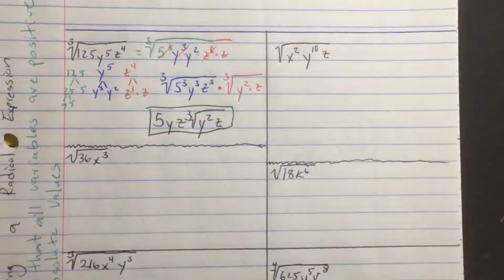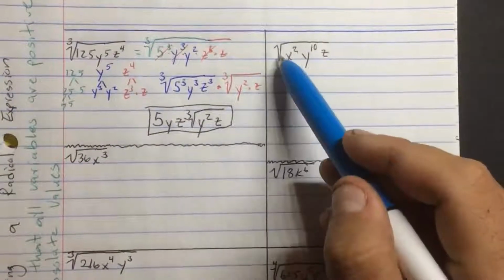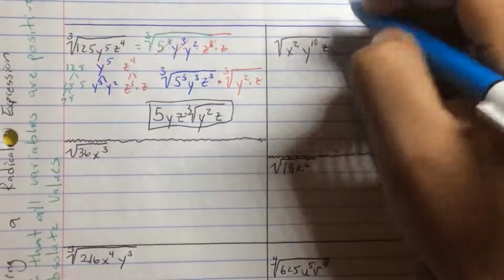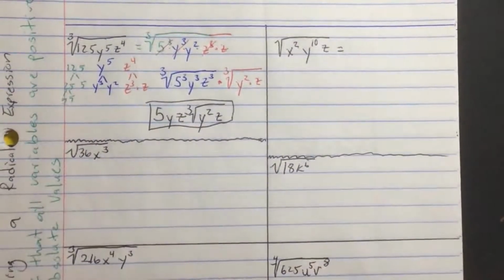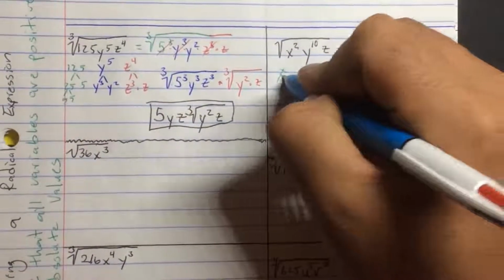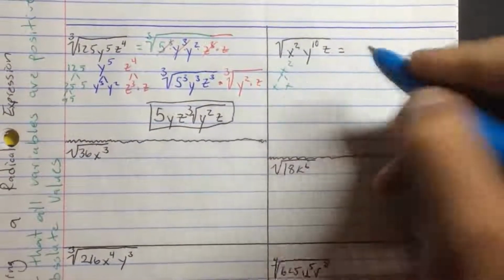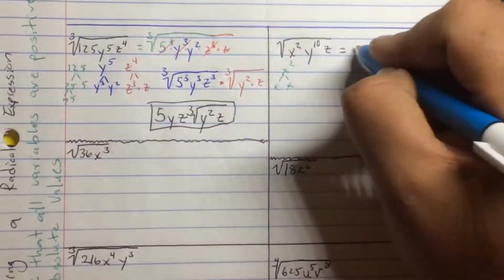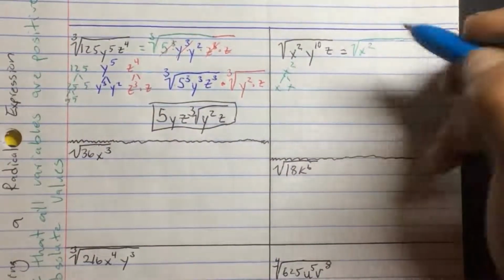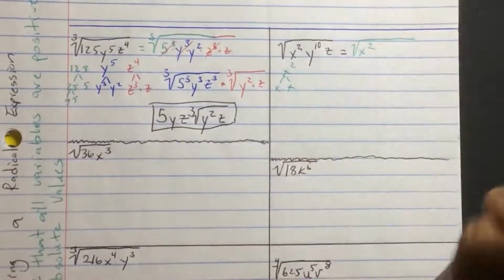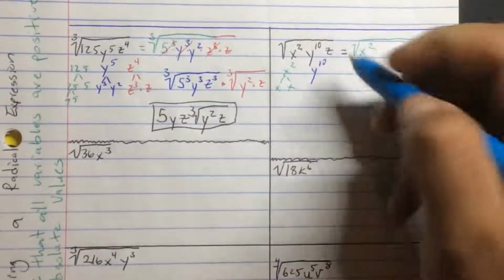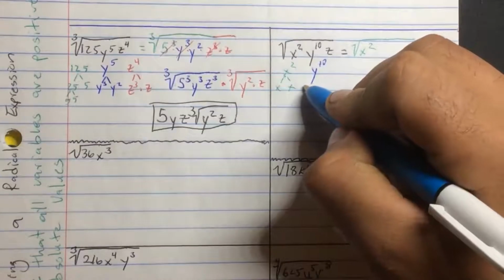Next one. The next one, we have a square root, not a cube root. So it's similar to what we've been doing before, but we're going to break it down into the squares. We have x squared here, which already can be reduced out, so we can just leave it as x squared. The y to the 10th is a little different. Y to the 10th here is actually 5 pairs of y squared.